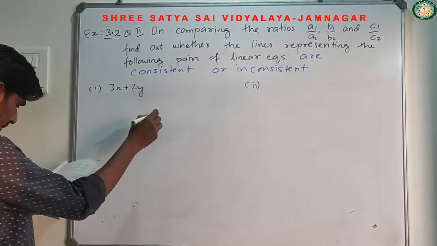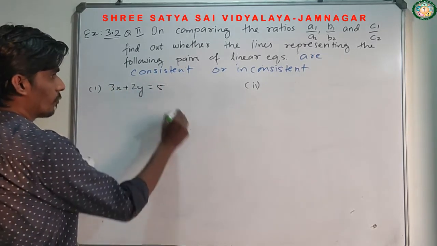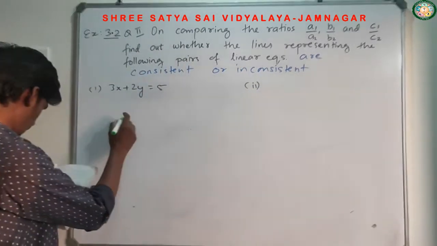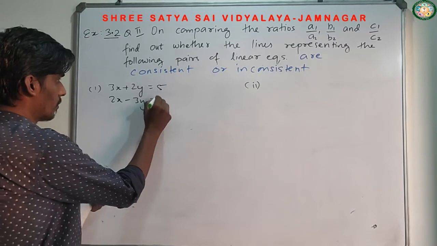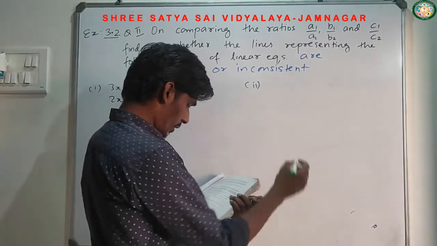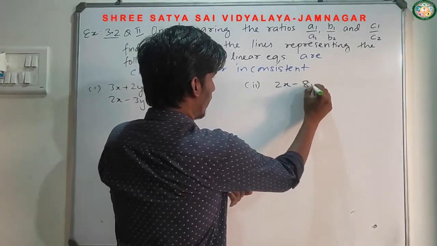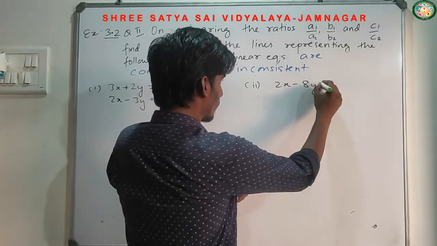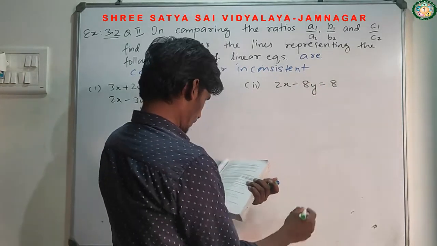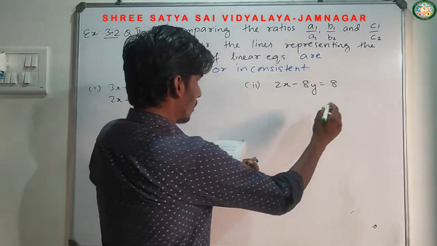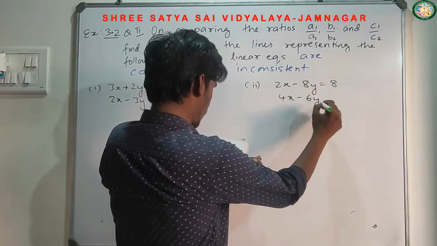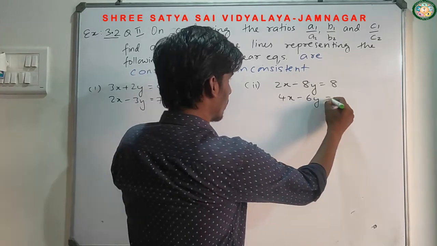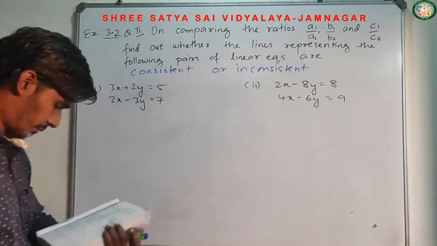x plus 2y equals to 5. 2x minus 3y equals to 7. Question number 2. 2x minus 8y equals to 8. Then 4x minus 6y equals to 9.